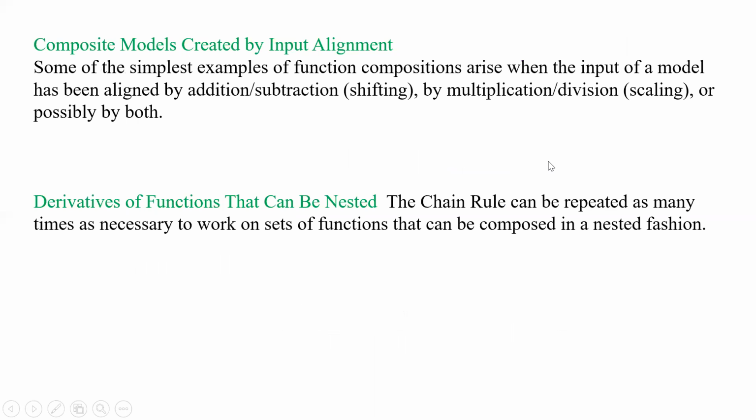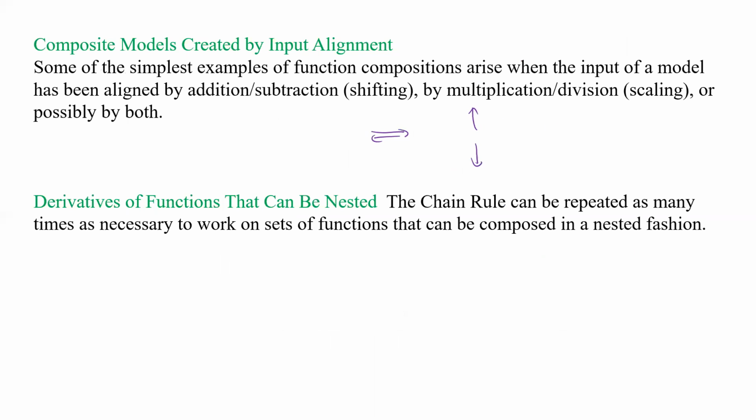Now, composite models can be created by input alignment. Some of the simplest examples of function compositions arise when an input of a model has been aligned by adding or subtracting, basically shifting, or multiplying and dividing, which is basically your scaling. So we're going to shift one way or the other, or we're going to scale up or down. We're going to make it taller or whatever, okay?